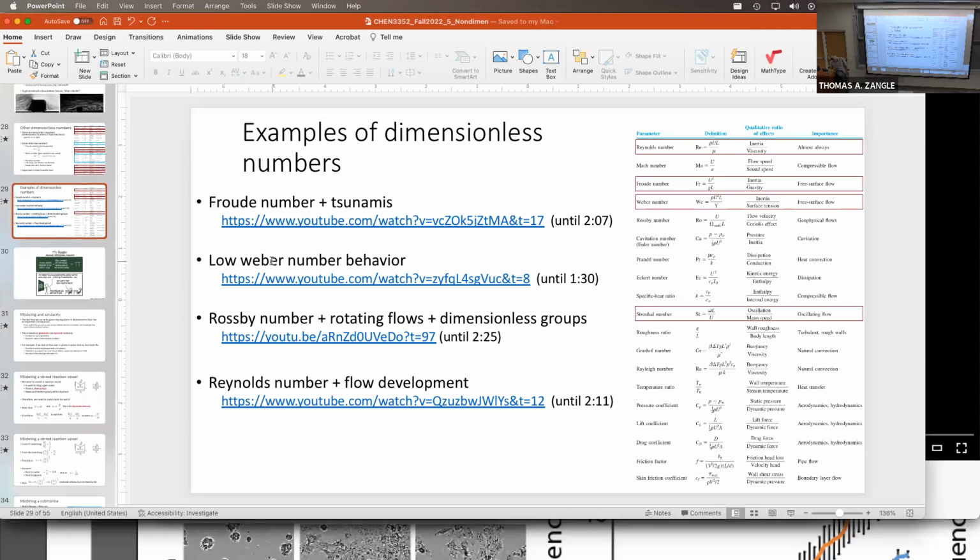So we'll look at this Weber number, which is up here on this list. This is the ratio of inertia to surface tension. So we'll see some examples of different Weber number flows with droplets of water. And again, we're going to see qualitative changes in the behavior depending on the value of that number.